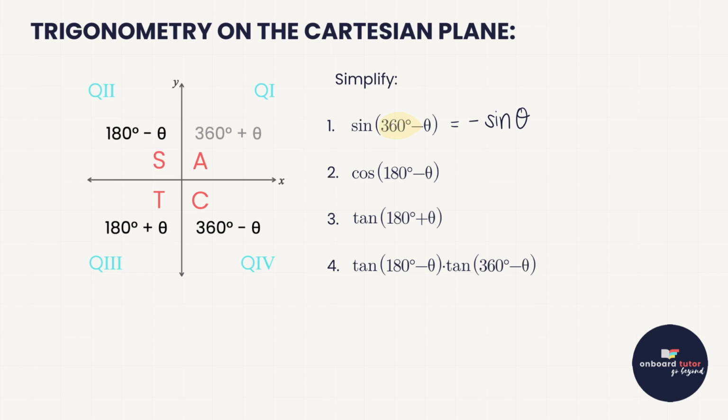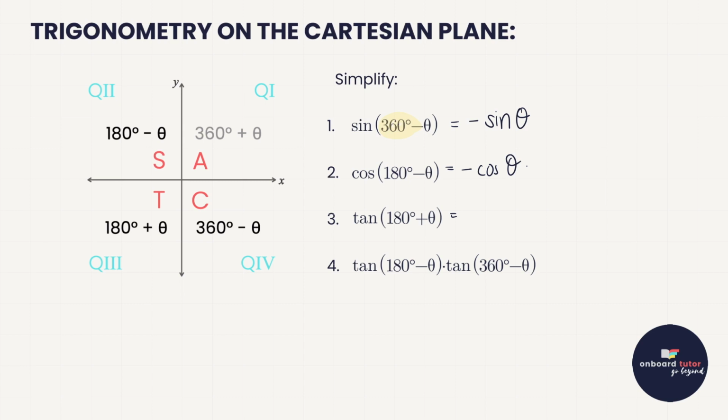Okay, next up, cos of 180 degrees minus theta. So 180 minus, that's here in quadrant 2. We're dealing with cos. Is cos positive or negative there? Well, only sine is positive, so that is going to reduce then to a negative cos theta.